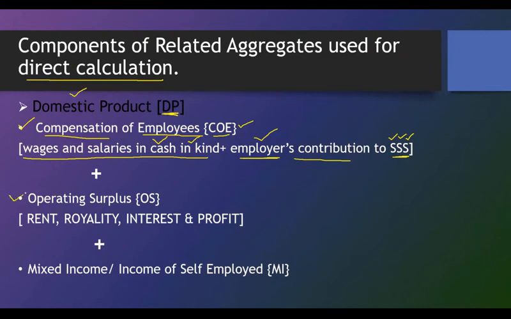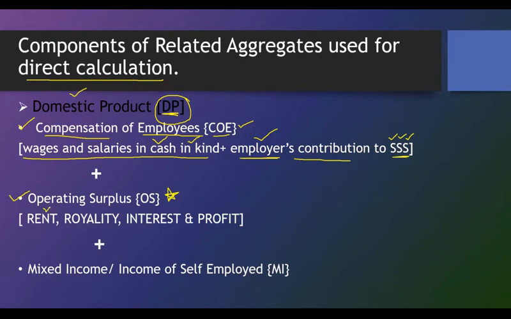Then we get another component of DP, the popular term for which is OS. The full form of OS is operating surplus. When we say operating surplus in the economy, along with the salaries and wages, we add the extra income earned by the people.